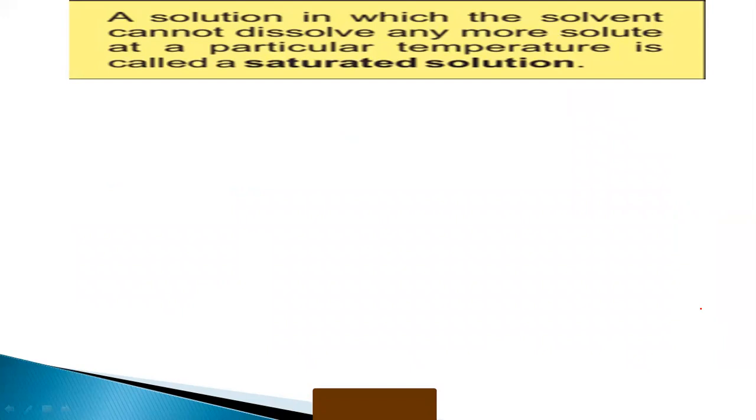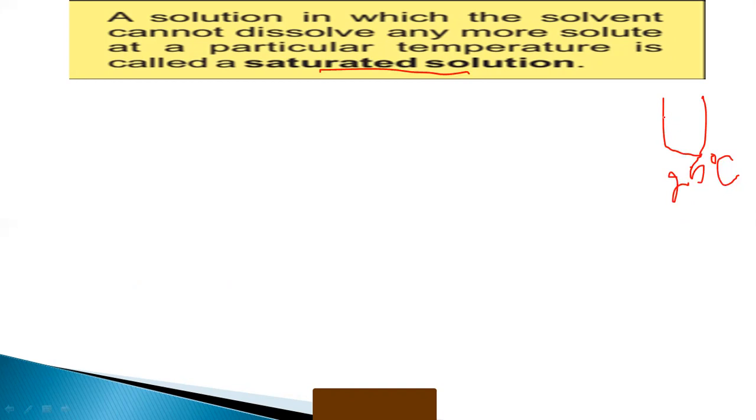Another very important type of solution is called a saturated solution. A saturated solution is one in which the solvent cannot dissolve any more solute at a particular temperature. If we keep the temperature the same, like room temperature, 25 degrees centigrade, which is a standard or average room temperature everywhere in the world.